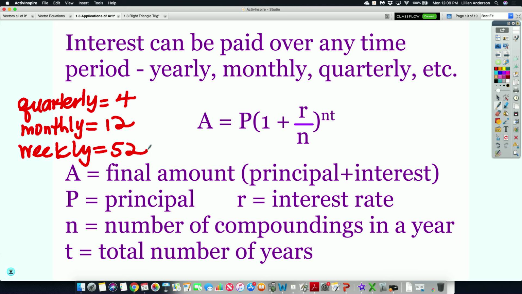And then you have daily, which would be 365. We do not consider leap years. Okay? We do not consider leap years. So anytime it says anything of that nature, you have to plug in one of those numbers for your value of N. And in this formula, N represents the number of compounding periods per year.